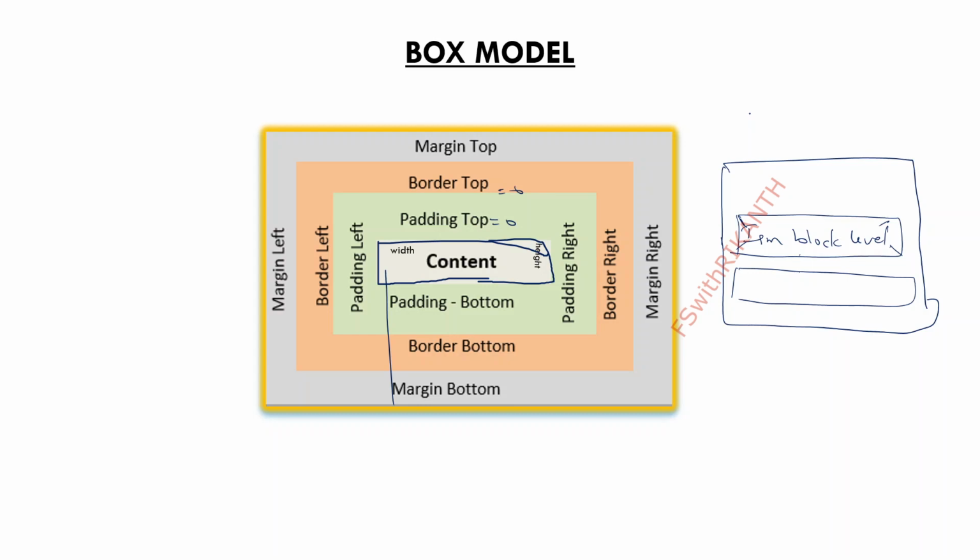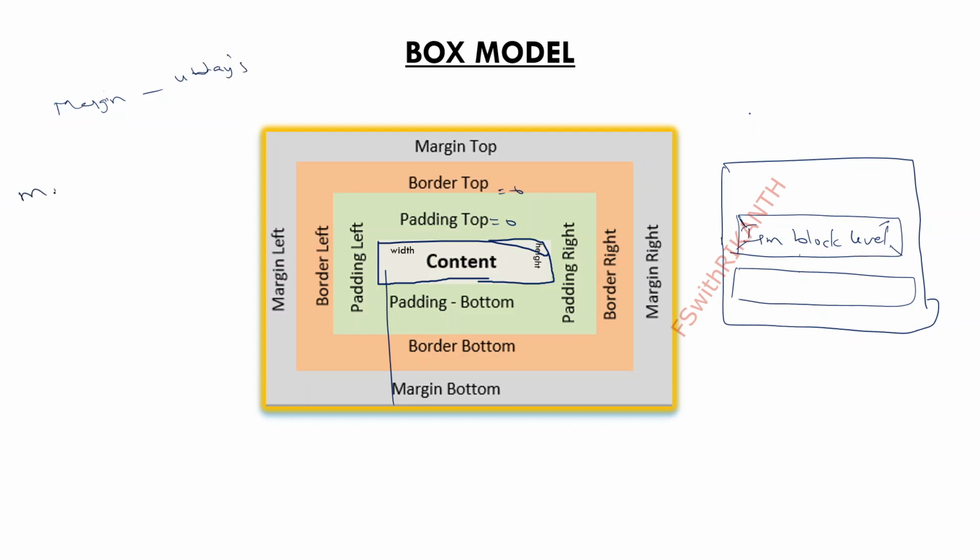So how can we represent this margin? There are 4 values. Every tag has 4 values of margin: margin left, margin top, margin bottom, and margin right. We can represent this margin in 4 ways. Margin can be given in 4 ways.